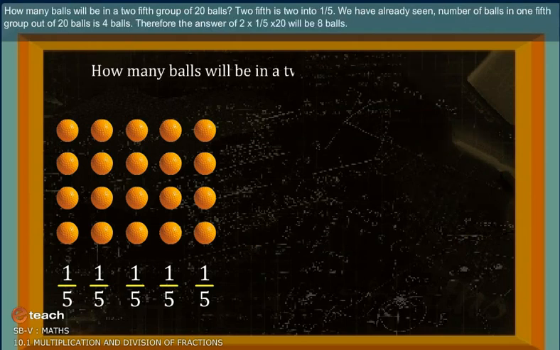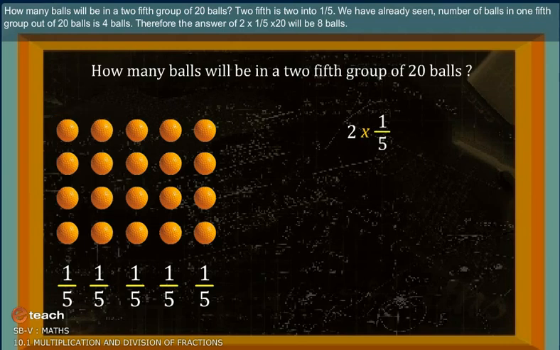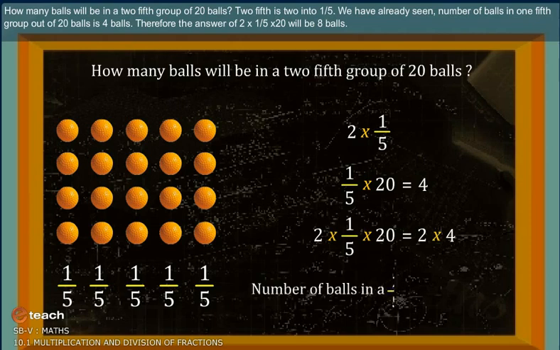Now students, tell me, how many balls will be in a 2/5 group of 20 balls? 2/5 is 2 into 1 by 5. We have already seen the number of balls in 1/5 group out of 20 balls is 4 balls. Therefore, the answer of 2 into 1 by 5 into 20 will be 8 balls.